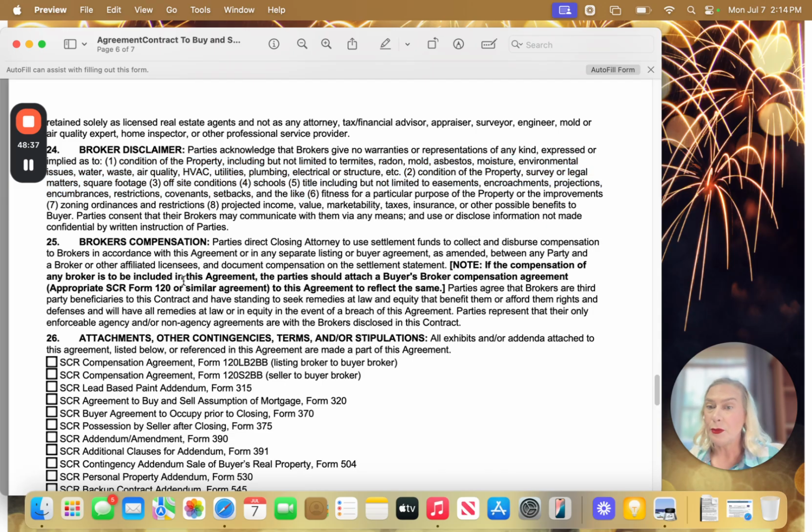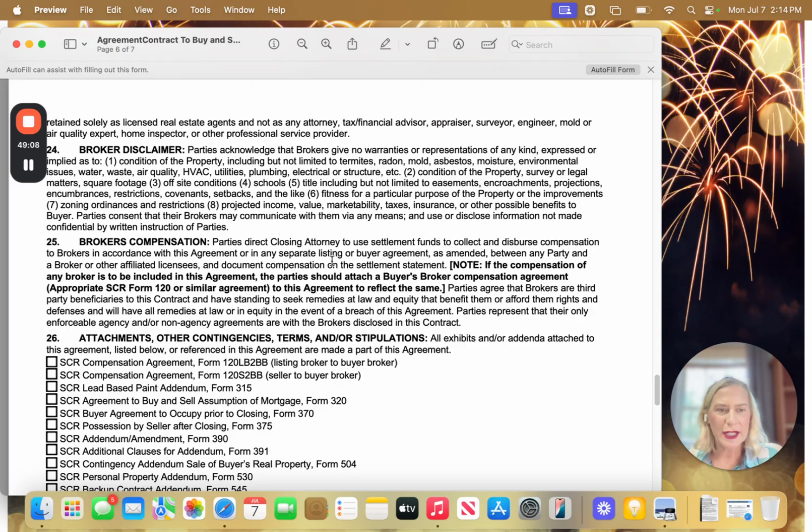Item 25, broker compensation. With broker compensation, I have a few notes here, and it says the parties direct the closing attorney to use settlement funds to collect and disperse compensation to brokers in accordance with this agreement or any separate listing or buyer agency agreement. So in other words, we're saying, hey, attorney, you can disperse these funds, and we want you to disperse them in accordance with what the listing agreement, the buyer agreement, or a compensation agreement says.